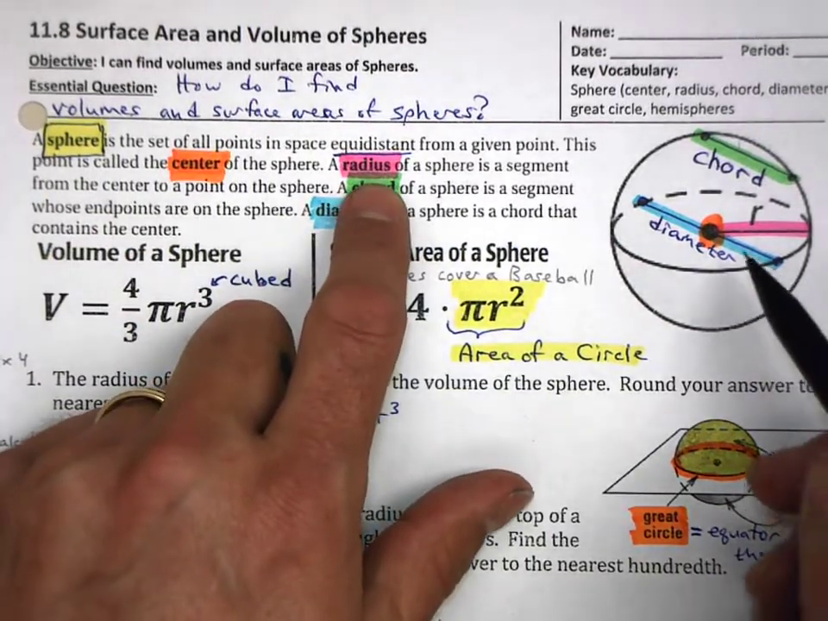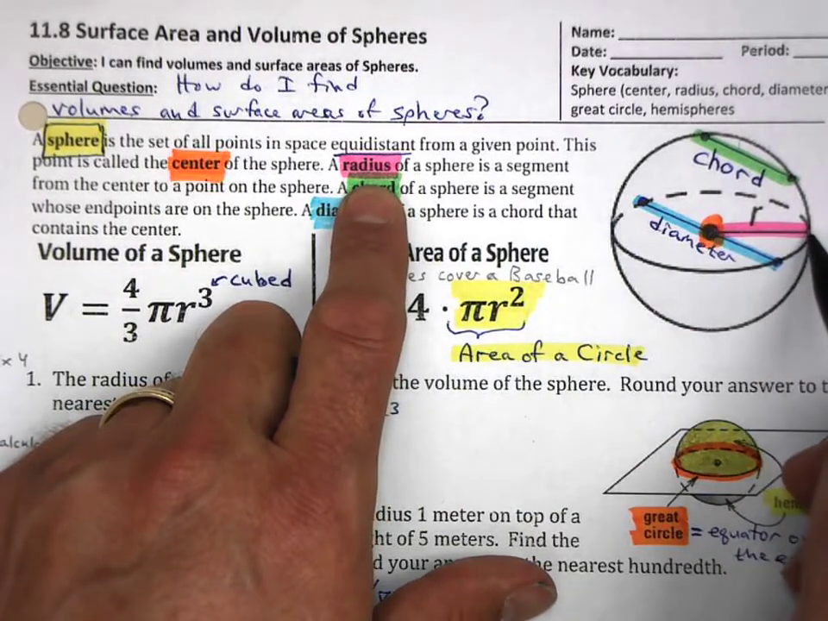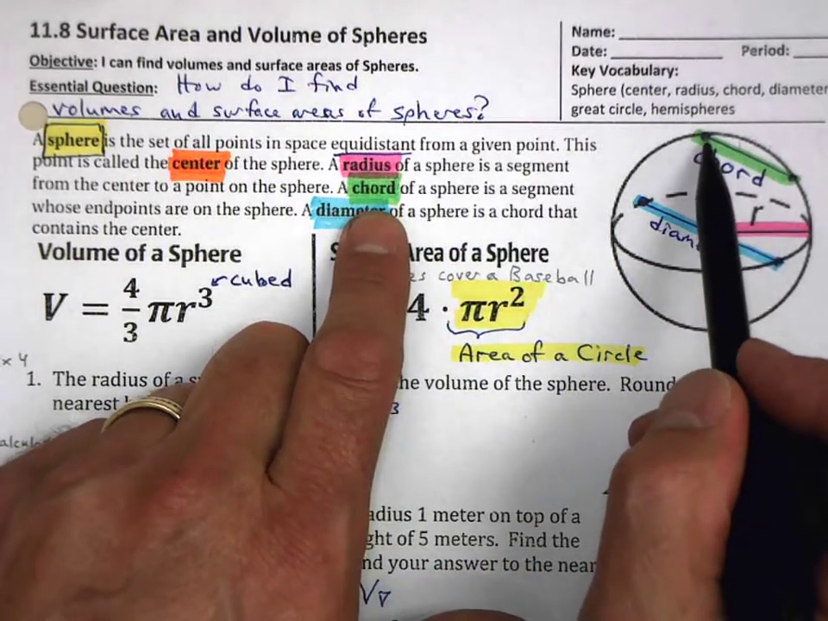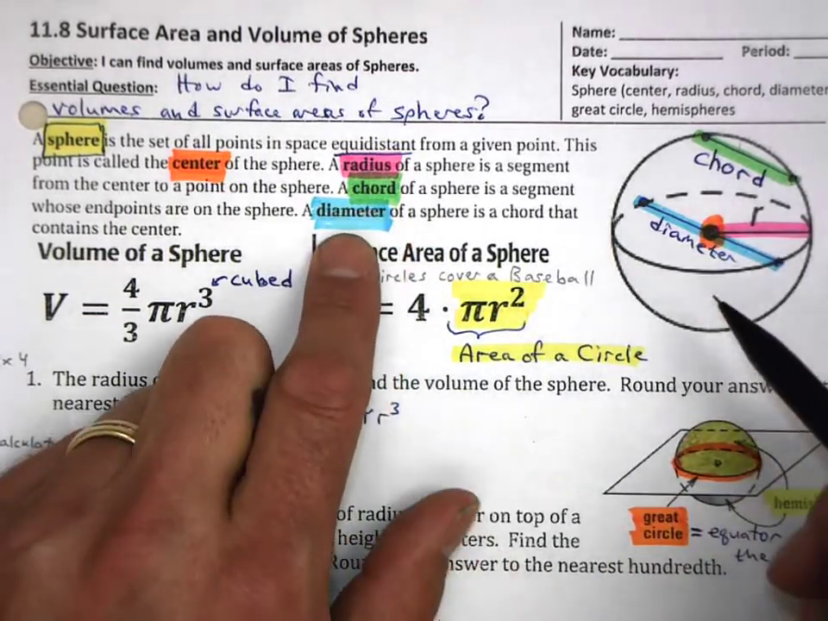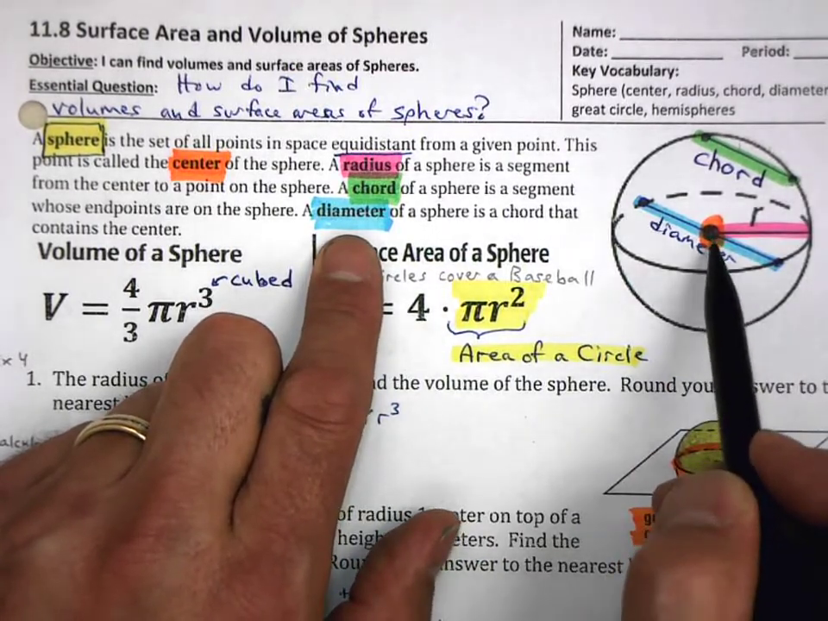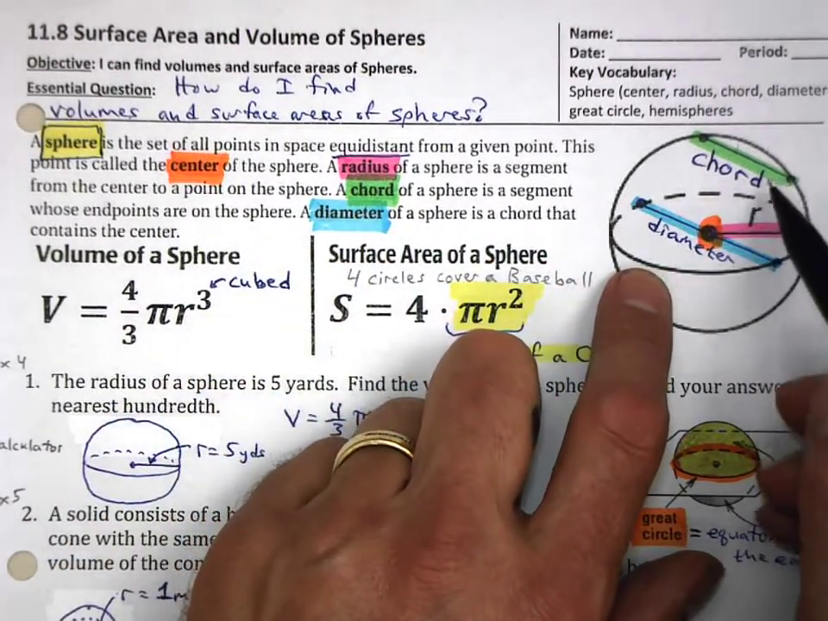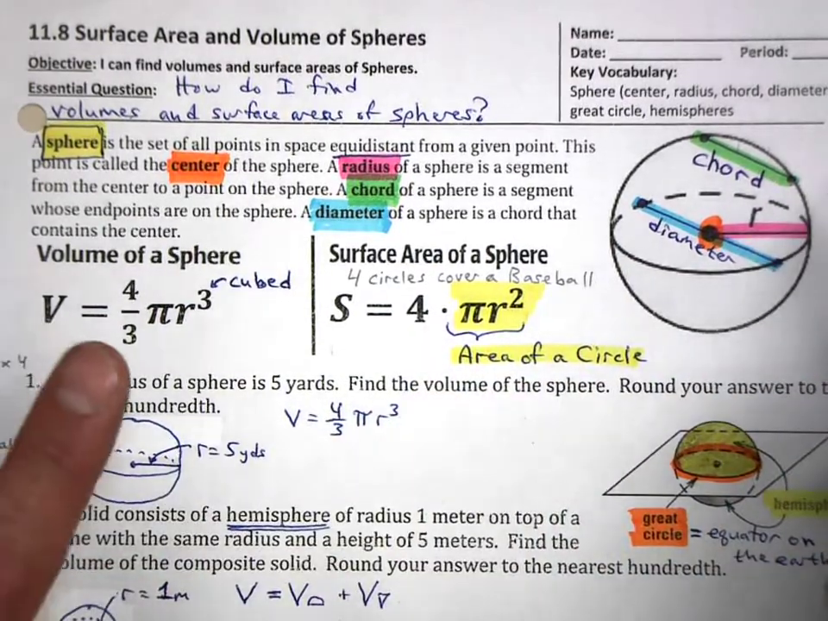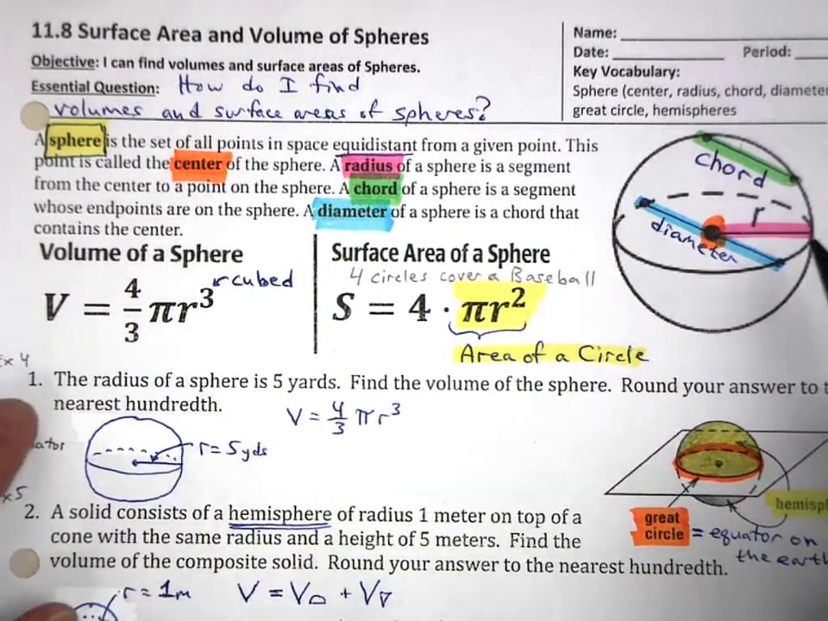All of the other definitions, we are familiar with. A radius goes from the center out to the sphere, same as with a circle. A chord is any segment that goes from sphere to sphere, anywhere in that sphere. And then a diameter is a chord that happens to go through the center. So any chord that goes through the center will be called a diameter. And again, think of this as three-dimensional, and everything is still true, similar to a circle.